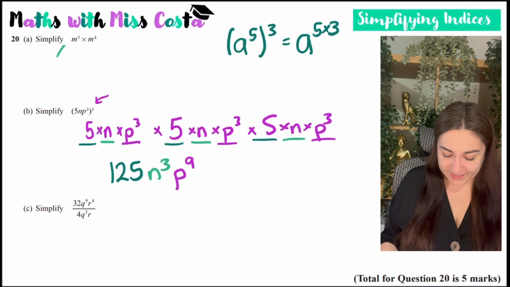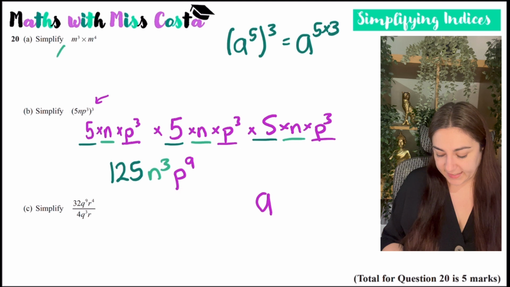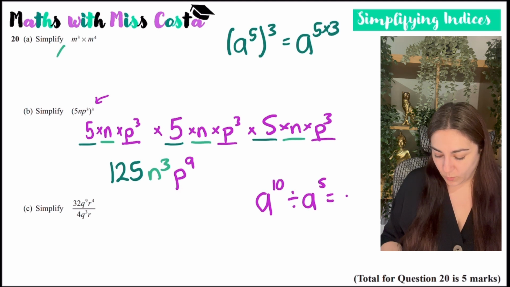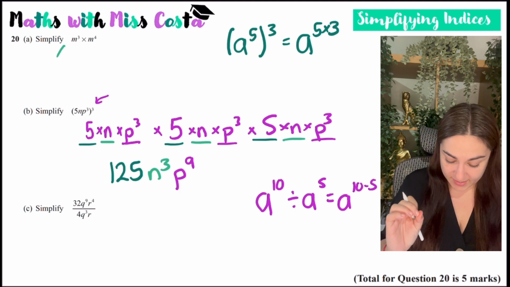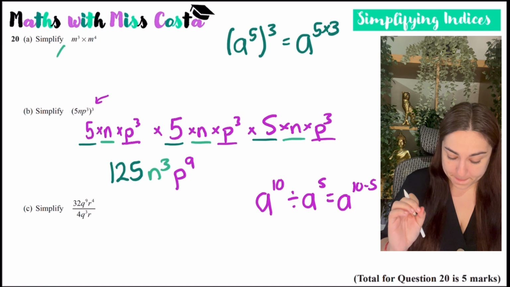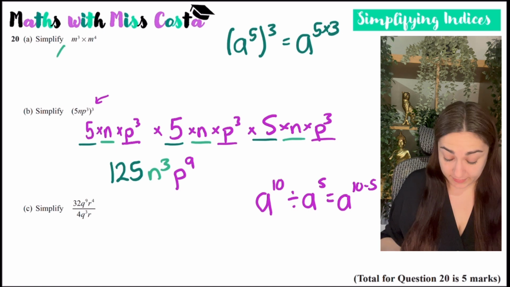Okay, so next we've got a division question. So we need to know the laws of division. When you've got indices, let's say you've got a to the power of 10 divided by a to the power of 5, we subtract the powers. So when we're dividing indices, we subtract the powers. We'll do the quick way first and then the different way.